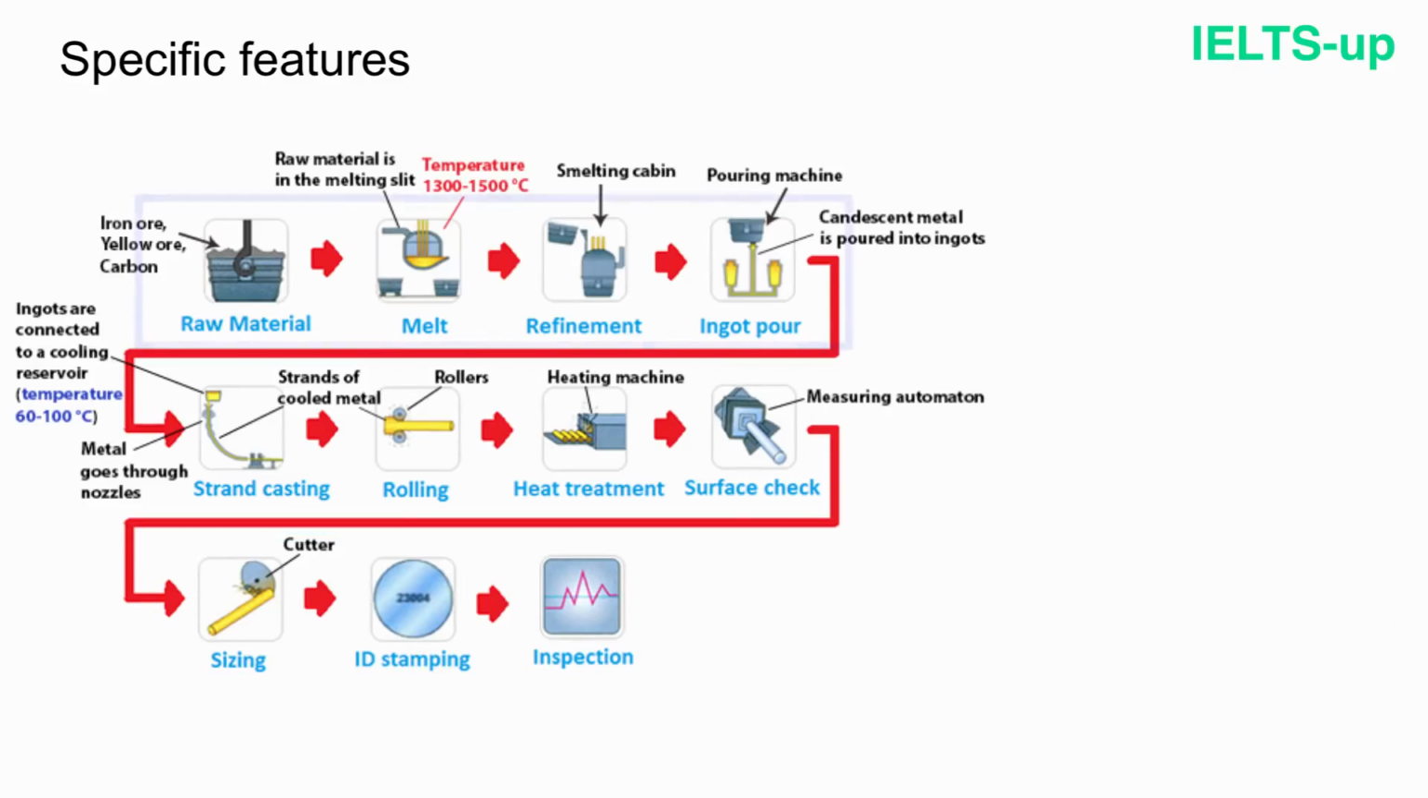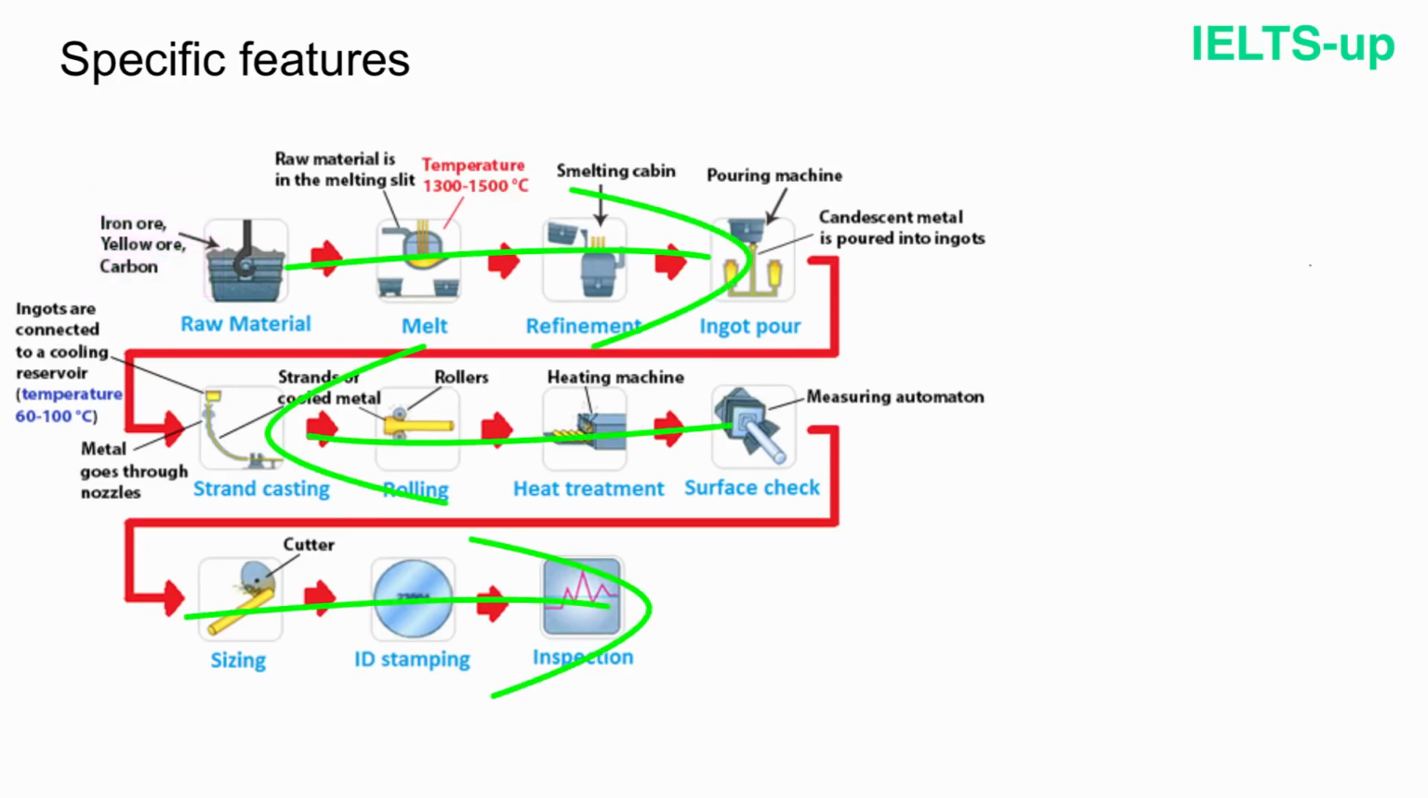Let's take a closer look at the first 4 stages. What does the diagram show? We can see that the first stage is called raw material. The picture shows a box with some raw material and an arrow indicating that iron ore, yellow ore, and carbon line that box. This material will experience some transformations throughout the process and will become a steel rod.